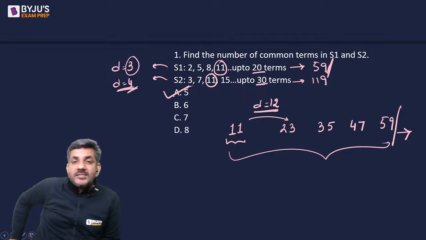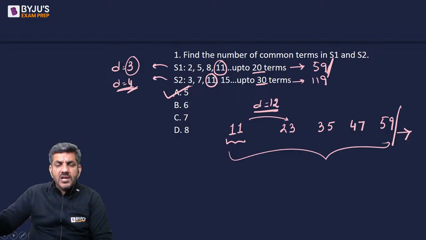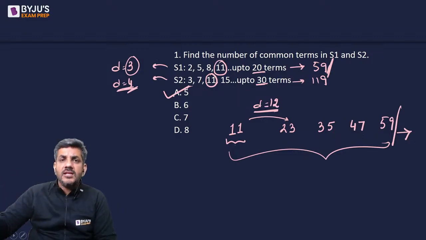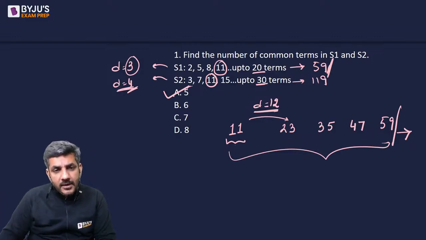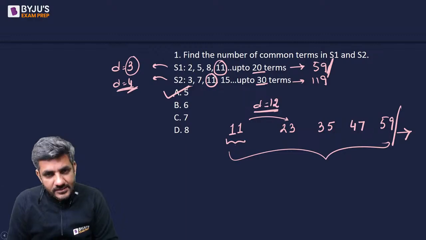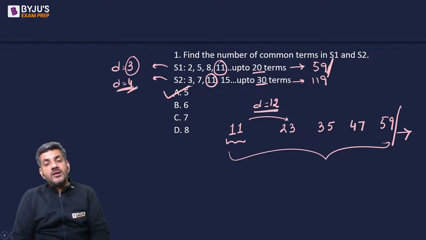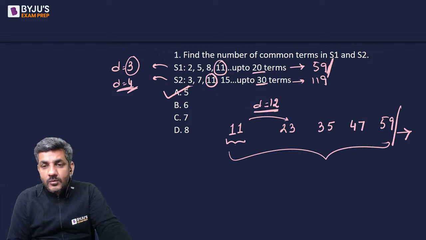Otherwise, अगर 59 से ज्यादा होती तो I would have taken more terms after that. 71 ले लेता, 83 ले लेता, 95 ले लेता, 107, 119, and that way I would have gone ahead. But according to this, these are the 5 terms which are common in this series. So 5 is the right answer for us. I hope this is understood to all of you. That is the correct answer for question number 1.